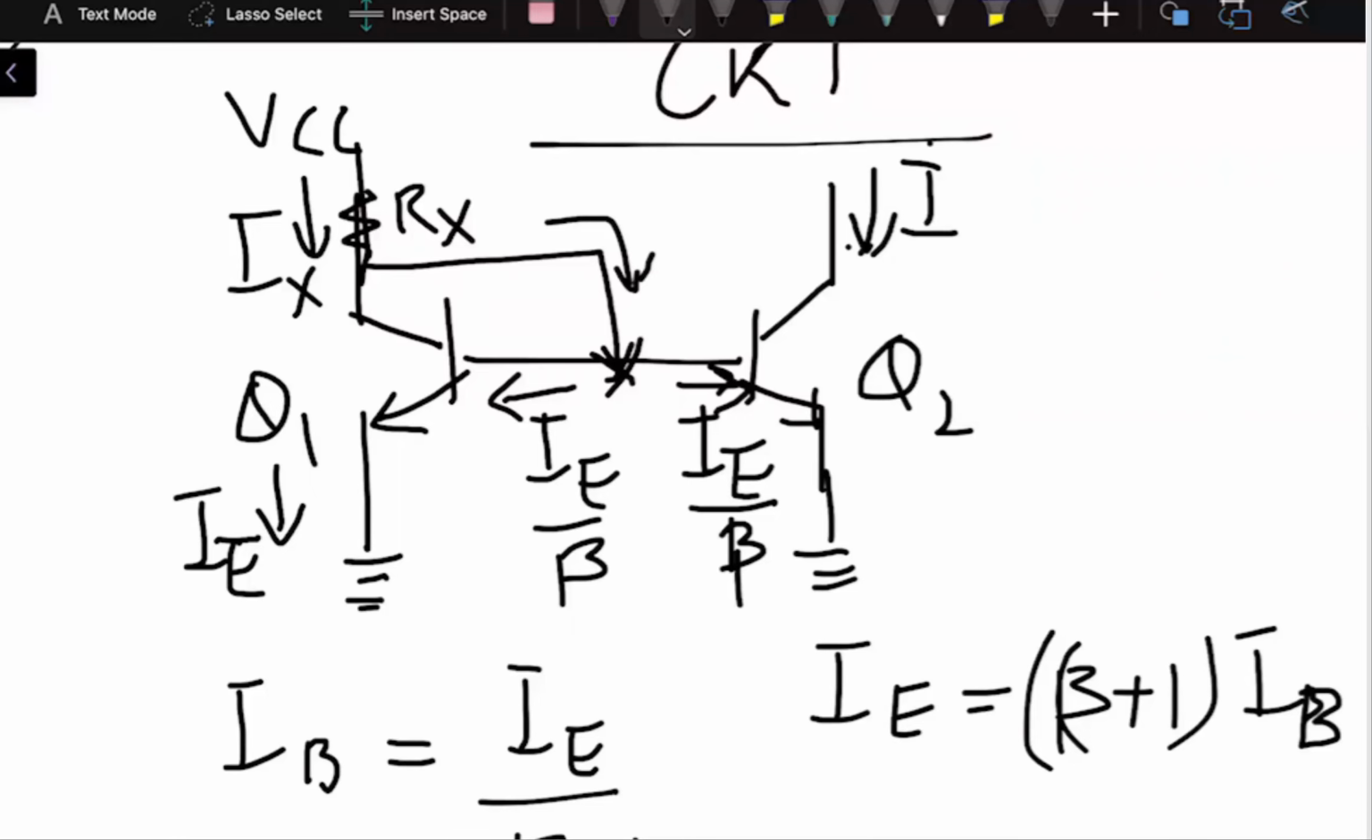Sir, IE over beta plus IE over beta. So this 2 means IE divided by beta, so this means 2IE by beta. Are you with me now?